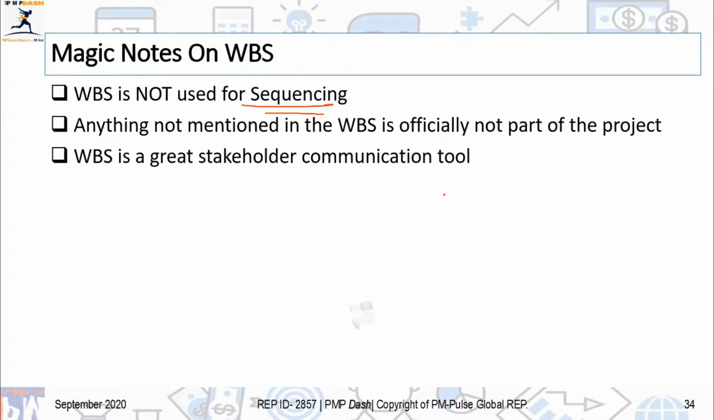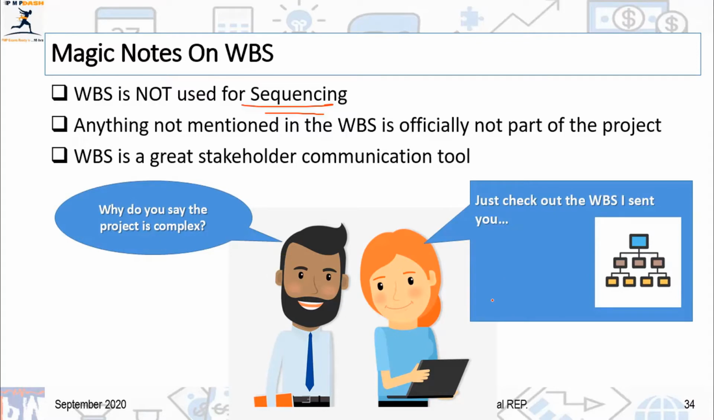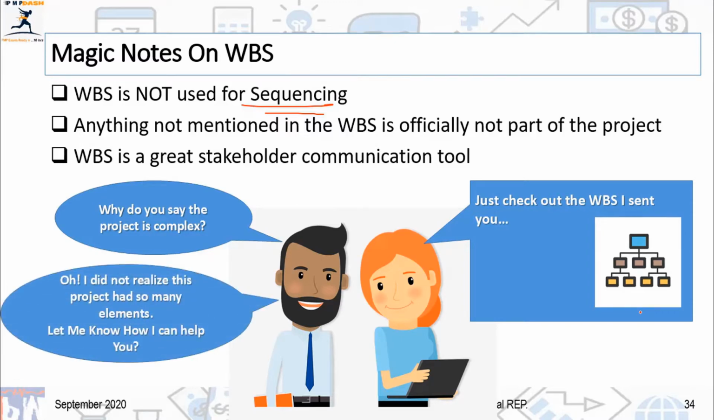WBS is a great stakeholder communication tool because, for example, the gentleman here thinks, hey, why do you say that the project is very complex? And the lady here, who's the project manager of a complex project, says, why don't you just check out the WBS, I've sent it over in the email. He looks at it and says, oh, I didn't realize this project had so many elements. Let me know how I can help you. See, WBS can really help with expectation setting, understanding how big the project is, how many moving parts there are, and therefore WBS becomes a great stakeholder communication tool, right?